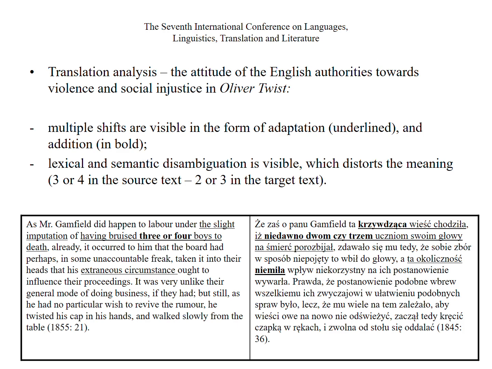There is a fragment where the meaning has been distorted. This is to do with the number of boys. In the original, we have 3 or 4 boys, and in the translation, it is 2 or 3. So as we can see, the translator as if tried to alleviate the drama, perhaps, and as a result the meaning has been altered.